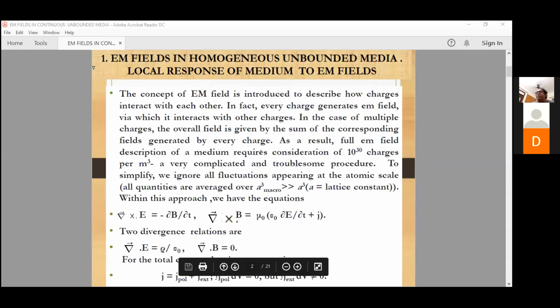So here we are discussing unbounded medium, what would be the EM fields in this unbounded medium, and what would be the local response of the medium to such EM fields. Now, the concept of the EM field is introduced to describe how charges interact with each other. Every charge generates its EM field. A charge in motion, of course, generates its EM field. I am repeatedly saying EM field. This means it is neither electric field nor magnetic field. In fact, as we all know, the EM field corresponds to a second rank antisymmetric field strength tensor.